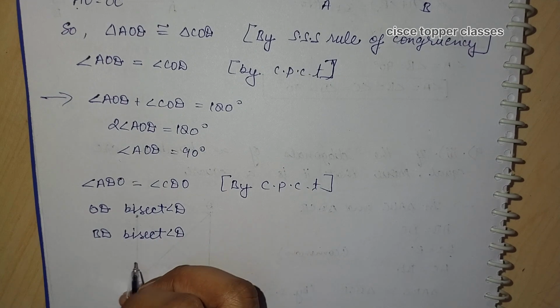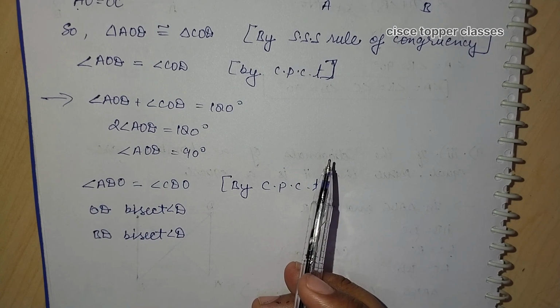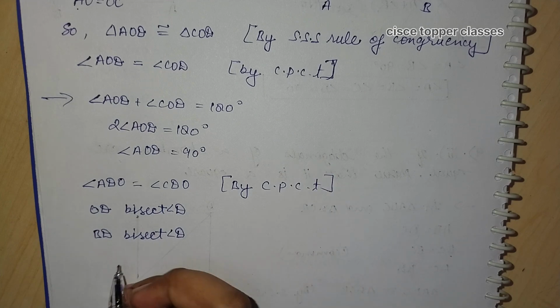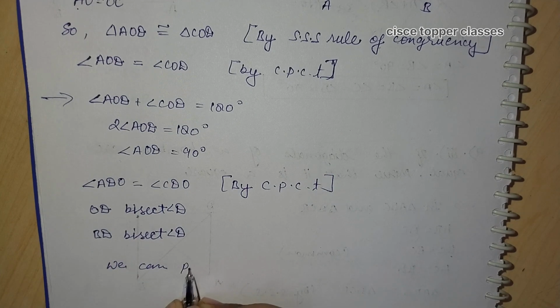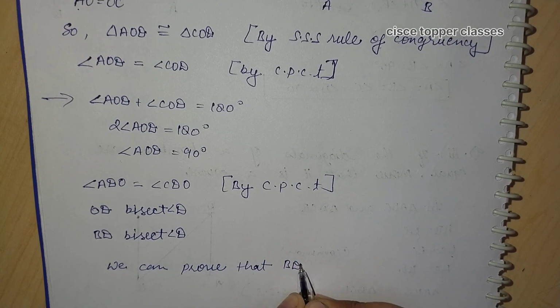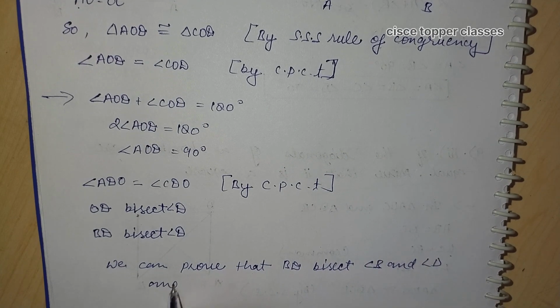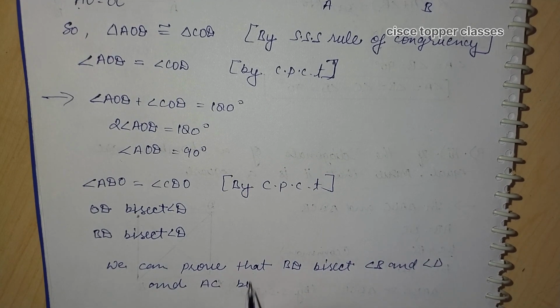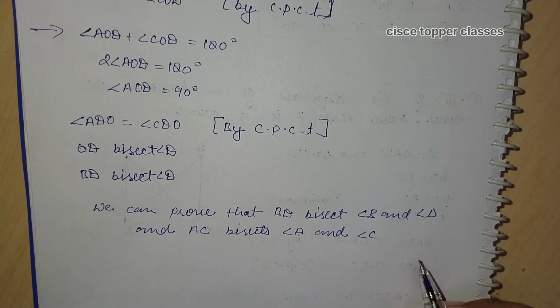So similarly, we can prove that BD bisects angle B and AC bisects angle A and angle C. So let us write here: we can prove that BD bisects angle B and D, and AC bisects angle A and angle C here. So this is the final answer in this question.